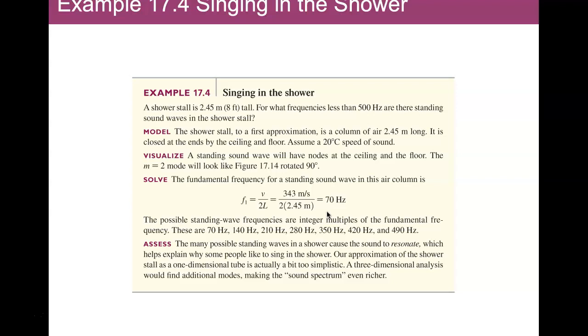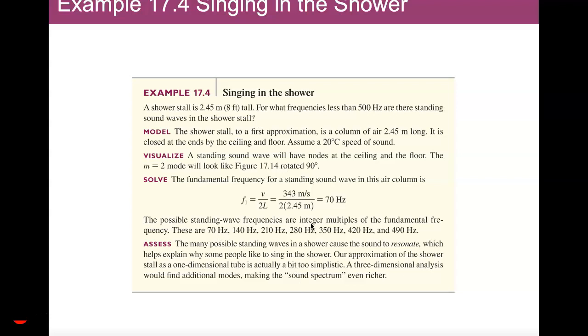Okay, so then our formula was f_m equals m times v over 2L. So we just have all these frequencies, 70, 140, which is twice that, 3 times that. And finally we go to mode 7, right? 7 times 70 becomes 490, and then the next one will be 560, which is above 500. So we just found all the frequencies.